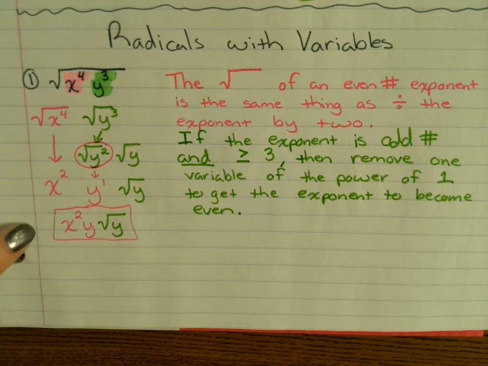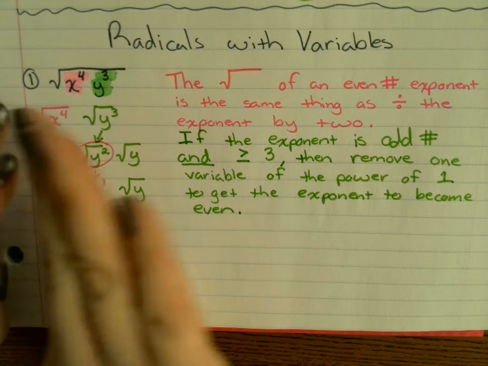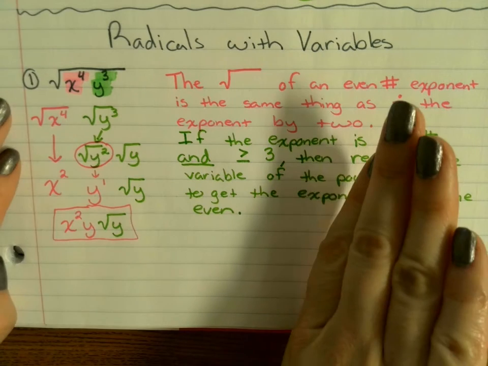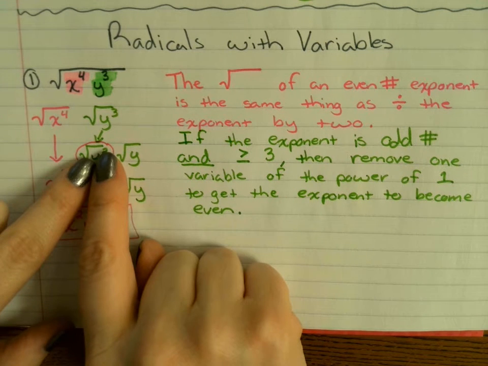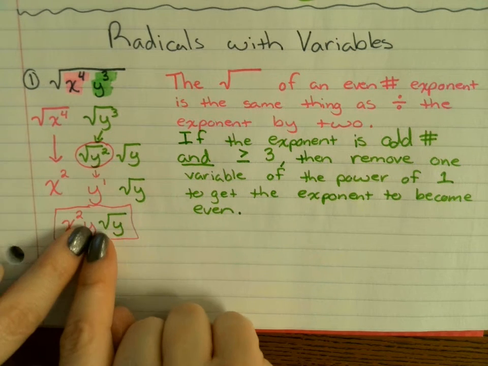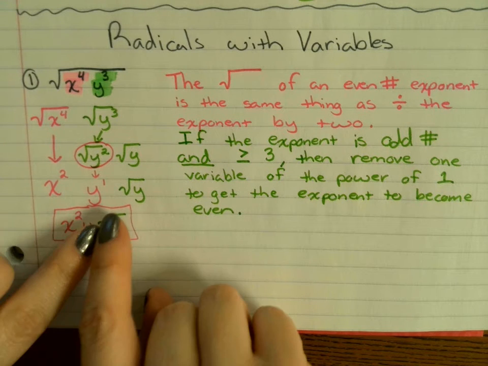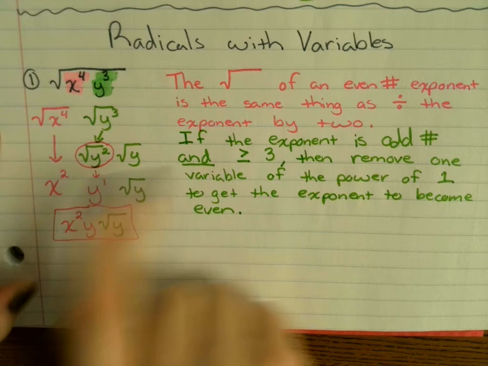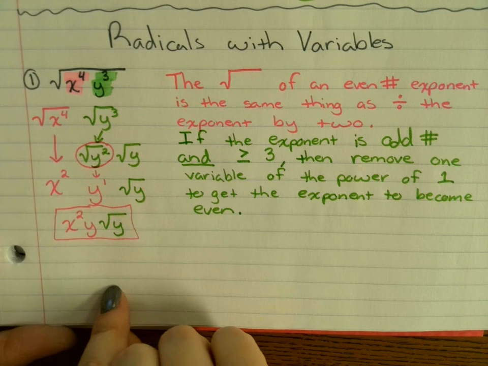If you have an odd exponent, you remove one of the variables and put it to the side, and then you just take the even powered exponent by dividing it by 2. Okay, so if you have an odd exponent, you're always going to have something left over inside of a radical. Okay? Let's take a look at another example.